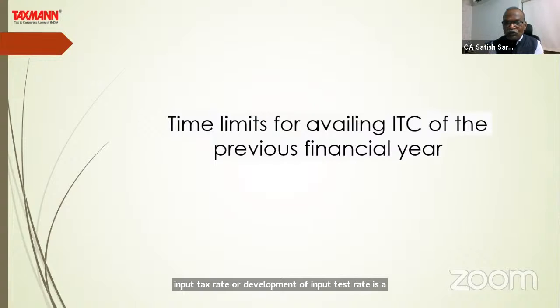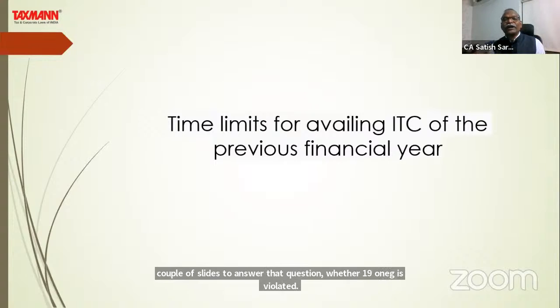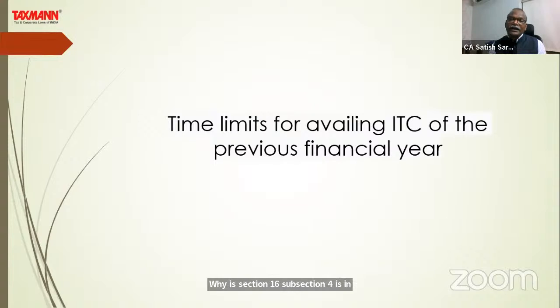So for these two questions, let us wait for the next couple of slides to answer whether 19(1)(g) is violated. Why is Section 16, subsection 4 in violation of 19(1)(g) and Article 300A? We will answer that. Let us go into Section 16, subsection 4 and see what it says first.